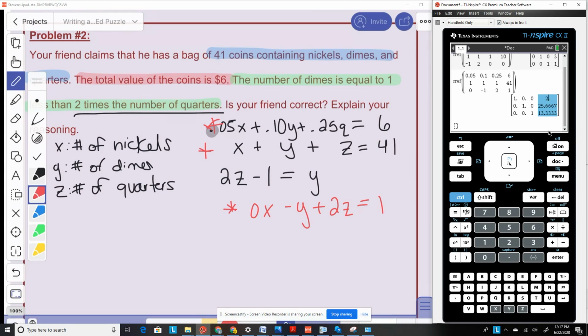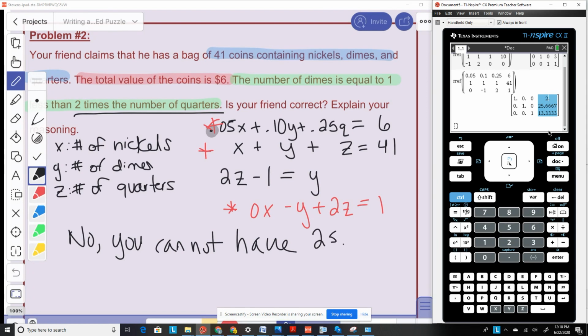So is your friend correct? No. Because even though the matrix had an answer, you cannot have 25.67 dimes. You cannot have 13.3 quarters. You cannot have 25.67 dimes or 13.33 quarters. So the information he actually gave you was invalid.